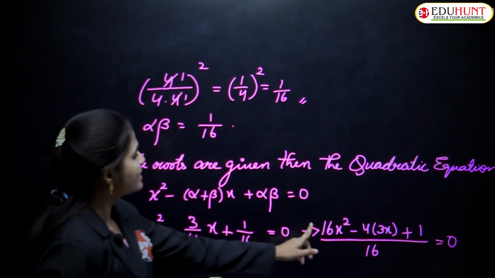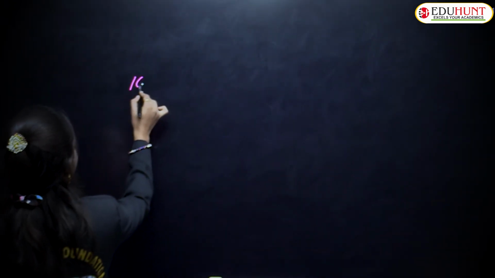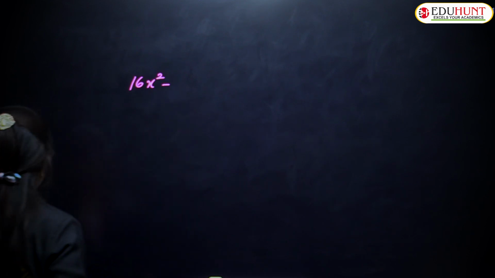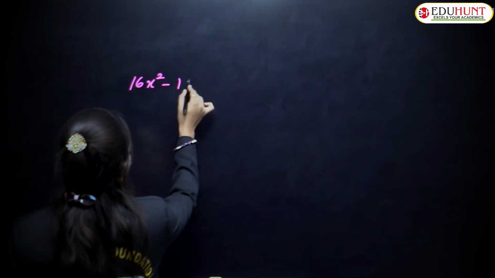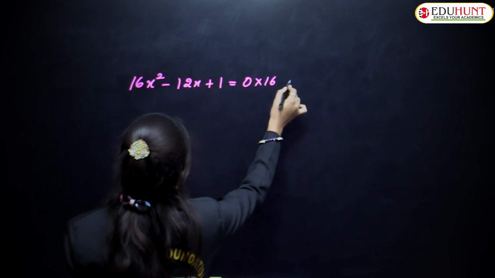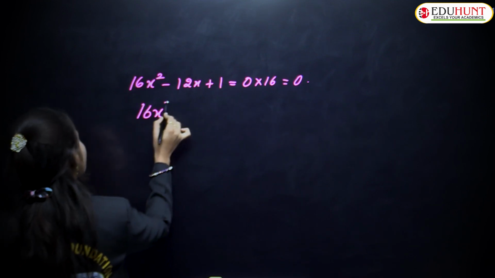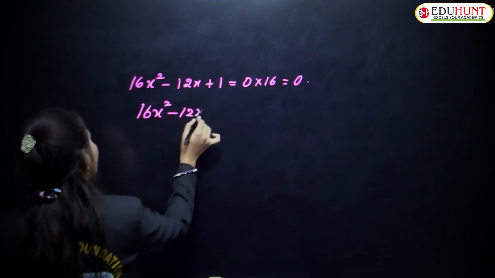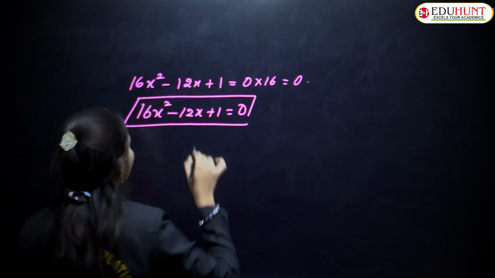So from this one, 16x square minus 4 times 3 is 12x, minus 12x plus 1, which is equal to 0 into 16, which is equal to 0. So here the required equation is 16x square minus 12x plus 1 is equal to 0. This is the required equation.